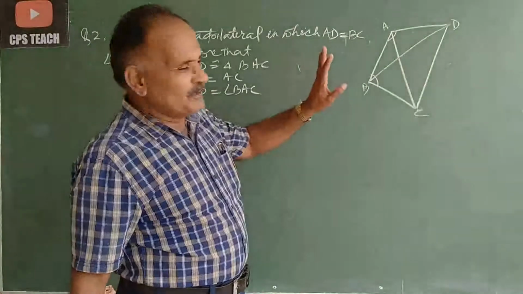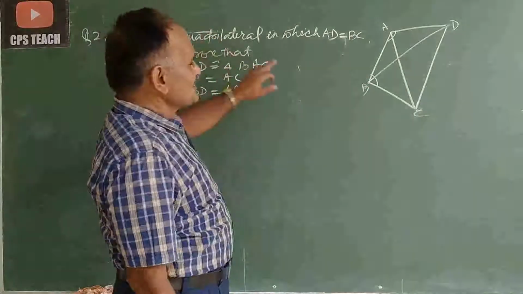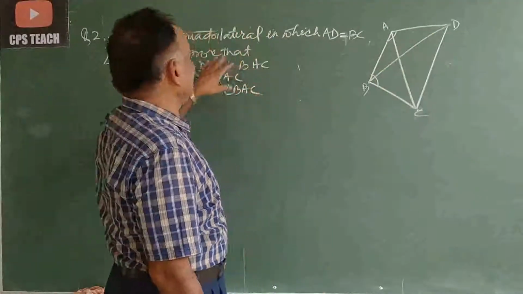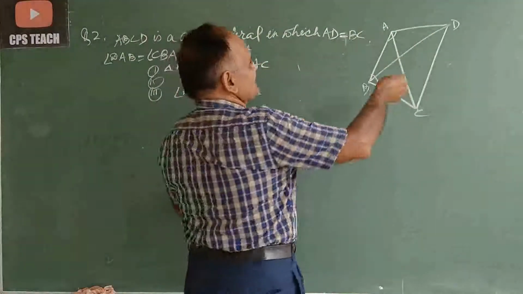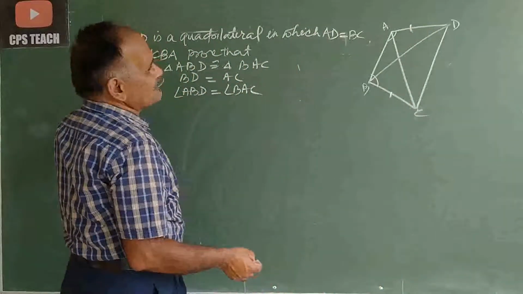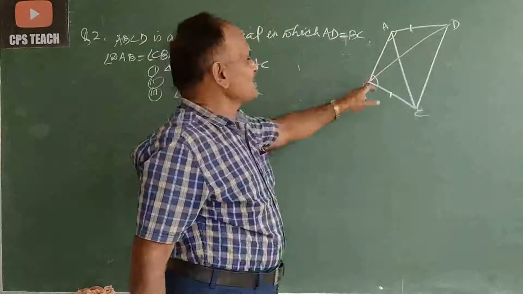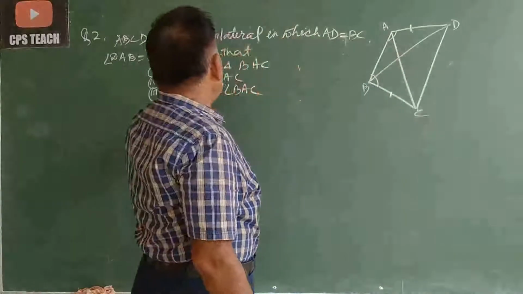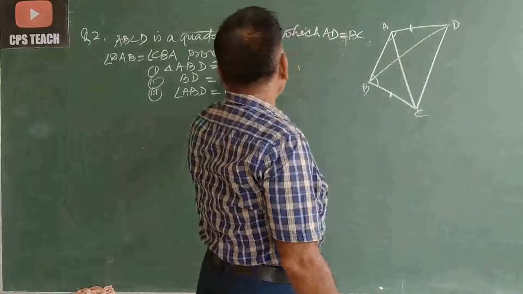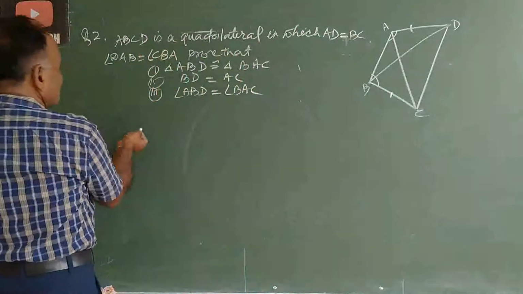Now this is question number 2. Figure is here. ABCD is a quadrilateral, यह एक चतुर्भुज है, in which AD बराबर BC, angle DAB बराबर CBA. These two angles are equal. Then we have to prove ABD congruent to triangle BAC.